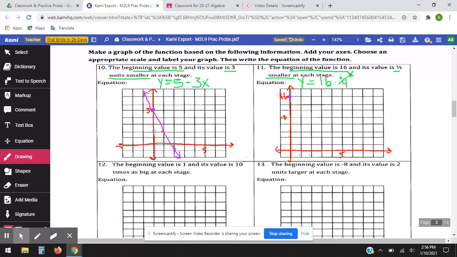16. And 16 times a fourth would put me at 4. And 4 times a fourth would be 1. So that would actually put me down here at 1 the next time. And so I'm going to be going down like this and getting really close to 0, but not quite getting there. So that one's graphed that way.